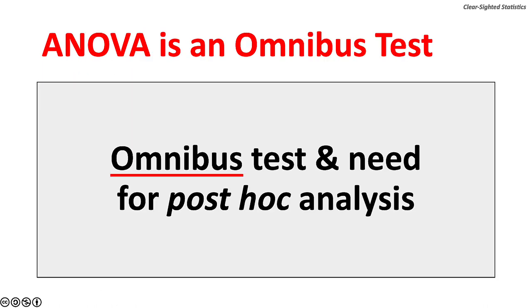ANOVA is an omnibus test. This means that when testing more than 2 treatments and the null hypothesis is rejected, the test does not tell us which treatment pairs are unequal. To answer that question, we must conduct a post-hoc analysis. There are a variety of such analyses. We will use Fisher's least squared differences confidence intervals because it is an easy analysis to conduct using Microsoft Excel.